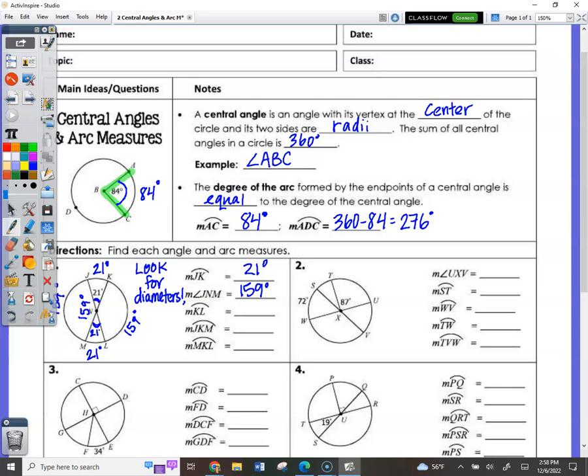Okay, K to L. Short route, two letters. Shortest way from K to L would be what measure? 159.